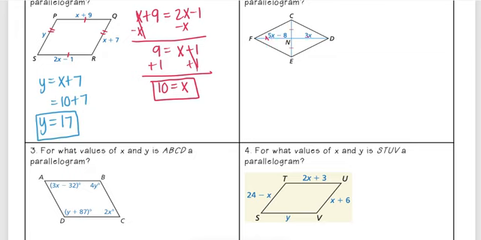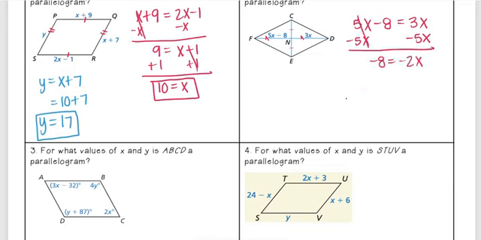So that means that this 5x minus 8 needs to be equal to that 3x. Okay, and then I'm going to subtract 5x from both sides. And I get negative 2x. And then I'm going to divide both sides by negative 2. And so I get that x is equal to 4.